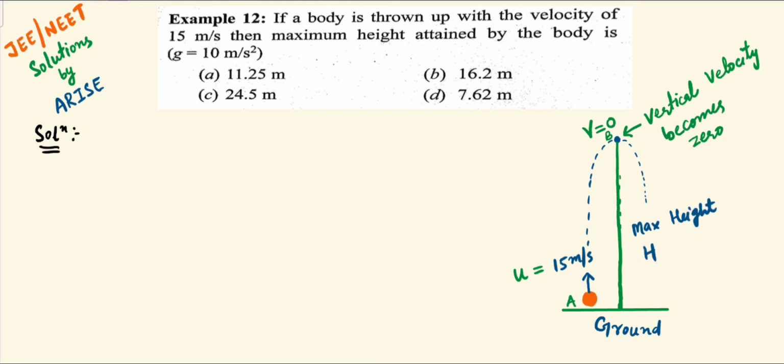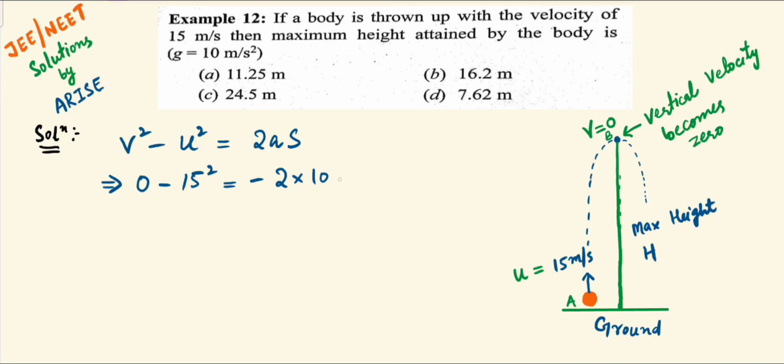So I can use the third equation of motion, v square minus u square equals 2as. Here the body is traveling under free fall, so the final velocity is 0 minus the initial velocity provided is 15, so it will be 15 square equals, since the body is traveling upwards, the g is going to be negative, so it will be minus 2 into, let g be 10 meter per second square as said in the question, into s, which will be the maximum height h. So the maximum height h will be given by 15 square, which is 225, upon 2 into 10, which is 20.